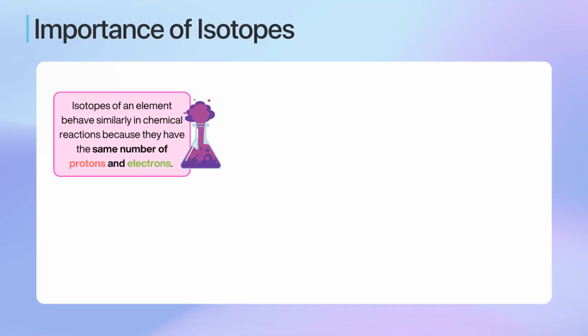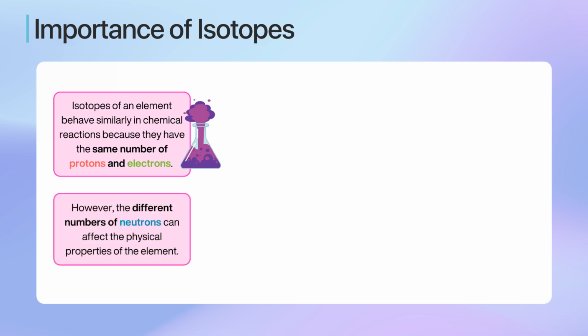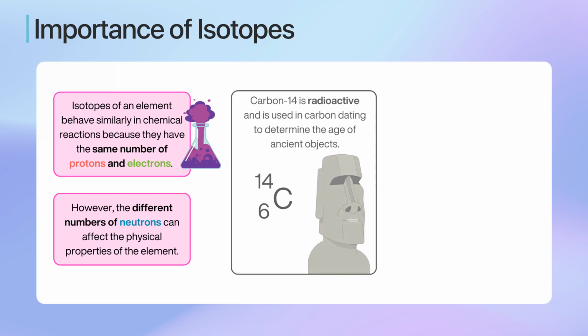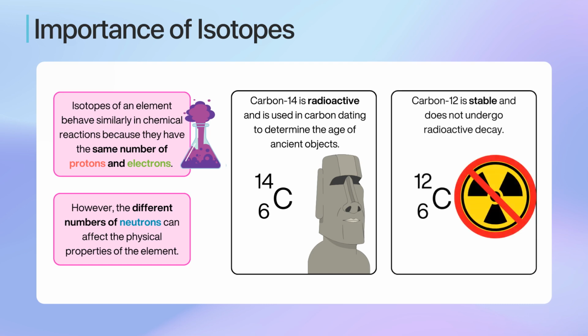Isotopes of an element behave similarly in chemical reactions because they have the same number of protons and electrons. However, the different numbers of neutrons can affect the physical properties of the element. For instance, carbon-14 is radioactive and is used in carbon dating to determine the age of ancient objects. Meanwhile, carbon-12 is stable and does not undergo radioactive decay.